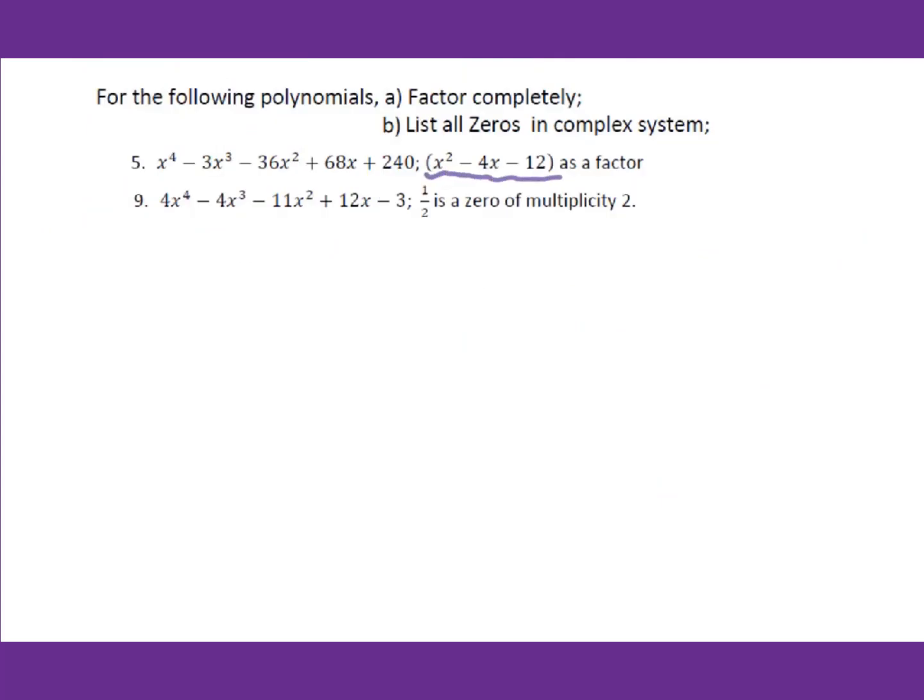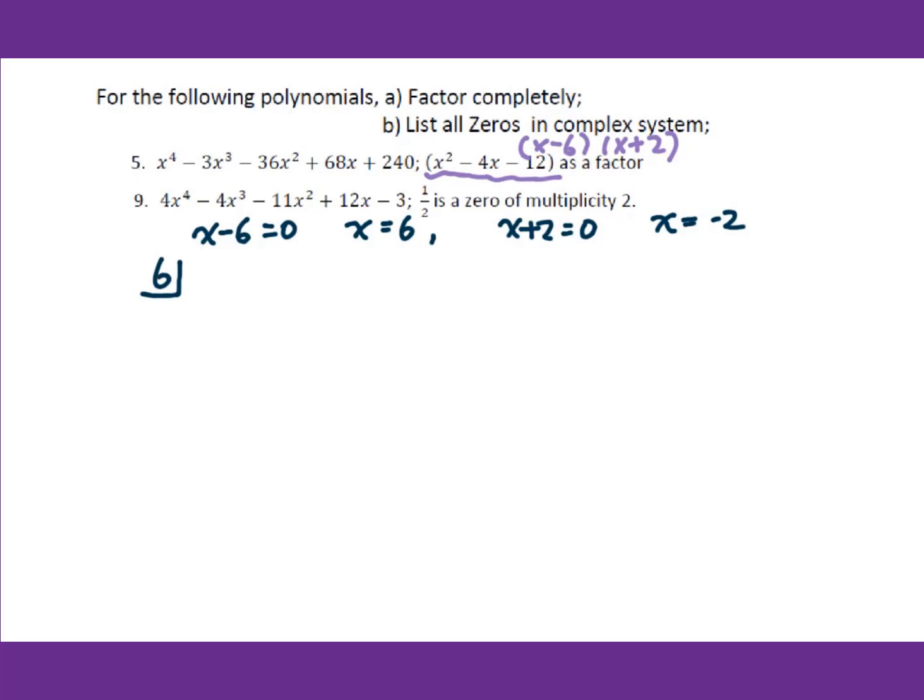We know x squared minus 4x minus 12 is a factor. We try to factor this quadratic function, that is x minus 6 times x plus 2. In this case, we are still using synthetic division. We set up x minus 6 equal to 0, x equal to 6, and x plus 2 equal to 0, then x equal to negative 2.